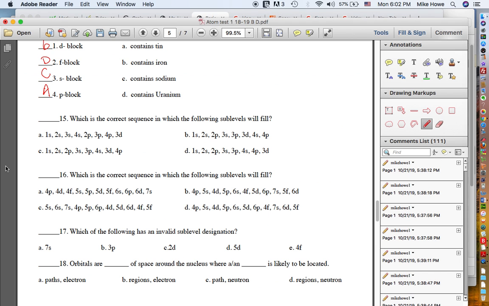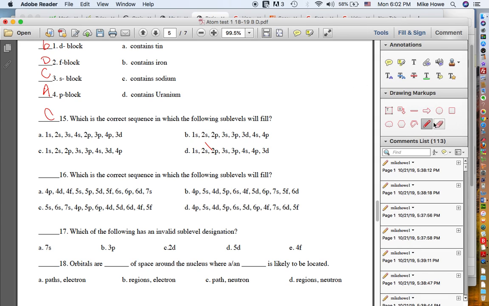So then you just look at the options and see which ones match. 1s, 2s, 3s doesn't work. 1s, 2s, 2p, 3s, 3p, 3d doesn't work because 4s should be over here. 1s, 2s, 2p, 3s, 3p, 4s, 3d, 4p, that's your right answer, because that matches the sequence on the table.